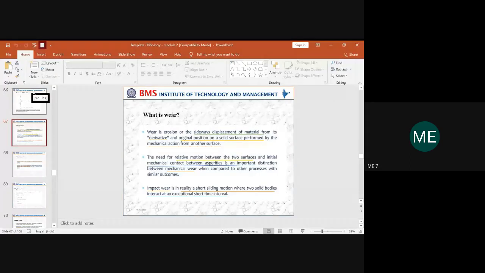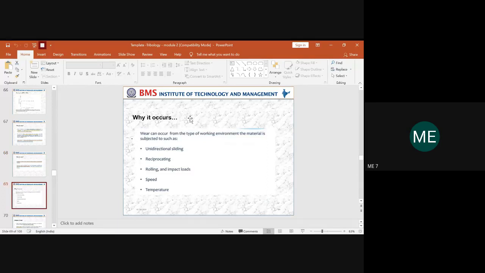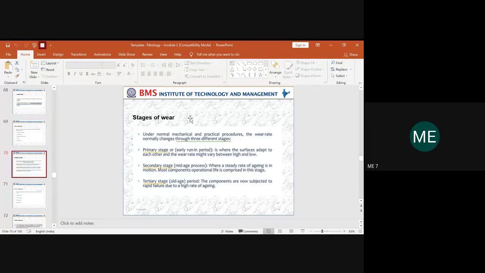So in the last class, after dealing with the effect of the coefficient of friction related to metallic and non-metallic materials, we started digging into the concept of exactly what wear is, and where wear comes into the picture. We dealt with the main reason for its occurrence, and we were supposed to now start with the different stages of wear. I told you in the last class that there are mainly three stages of wear: the primary, the secondary, and the tertiary stage.